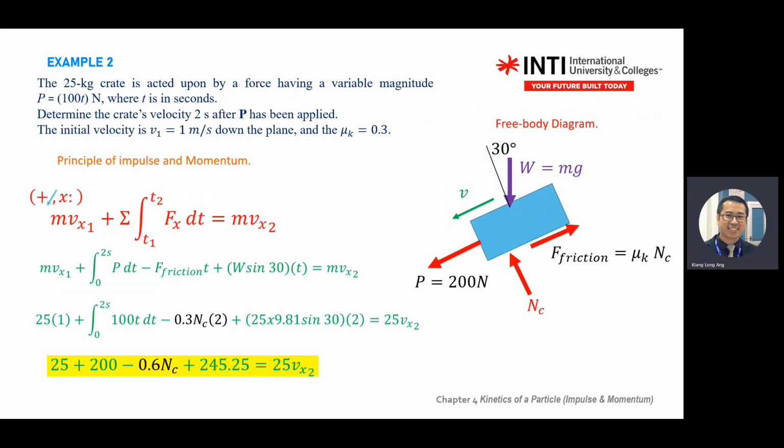So, the principle of impulse and momentum. What is the definition of impulse? It is force multiplied by time, equal to momentum. Momentum is mass multiplied by velocity.